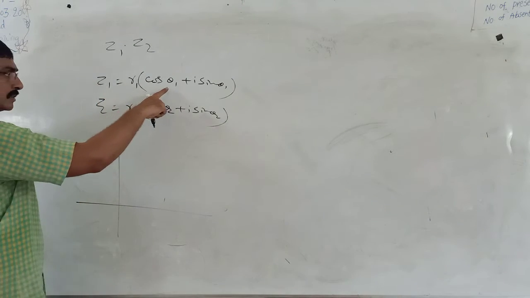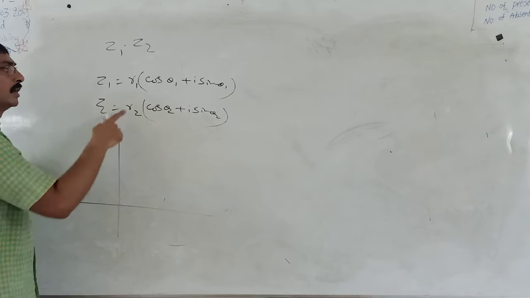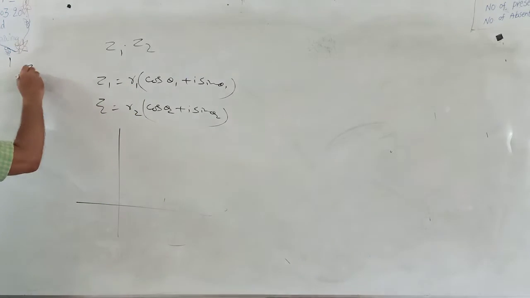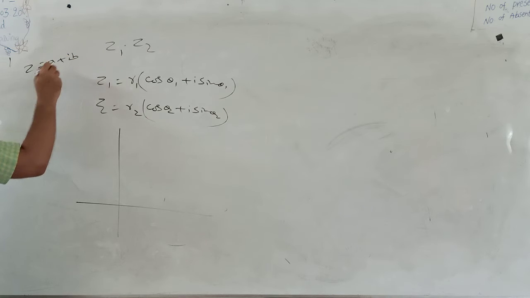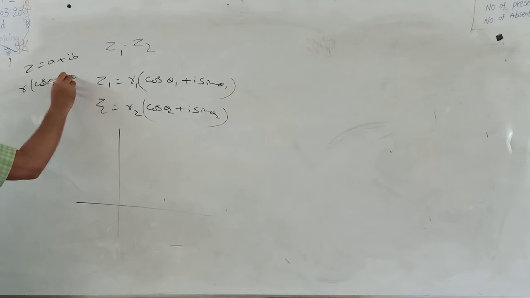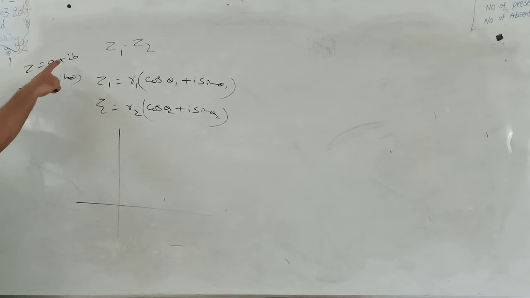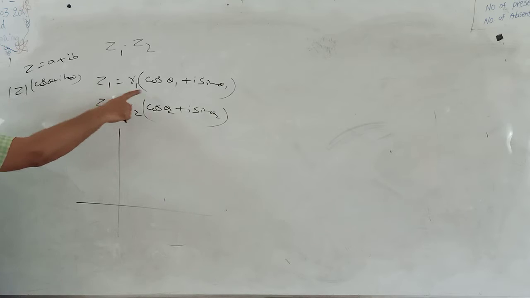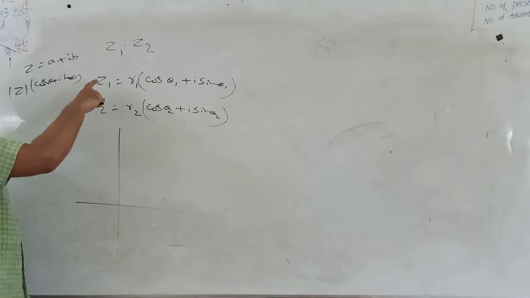This is the polar form of the complex number. r is the square root of a squared plus b squared. See, z equal to a plus ib is r into cos theta plus i sin theta. The formula for r is root of a squared plus b squared. r is mod z, meaning distance from origin. So r1 is the distance from origin to z1. Theta 1 is the argument of z1.